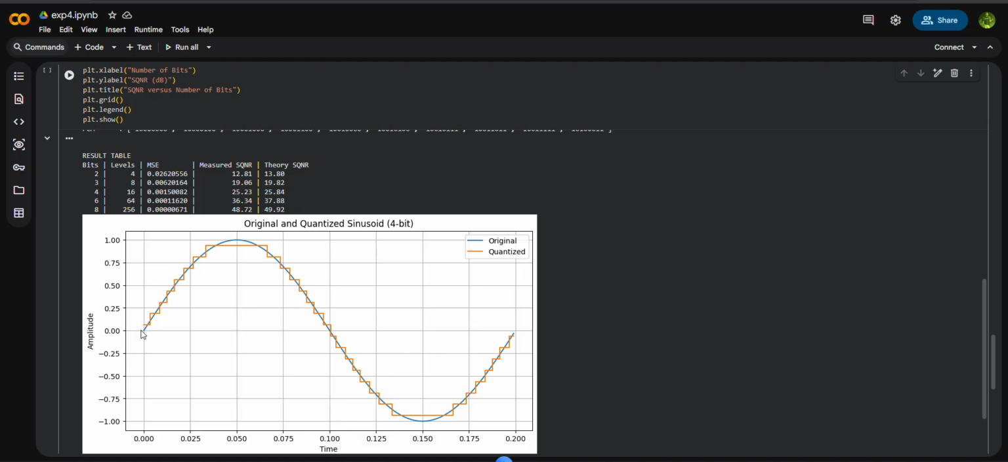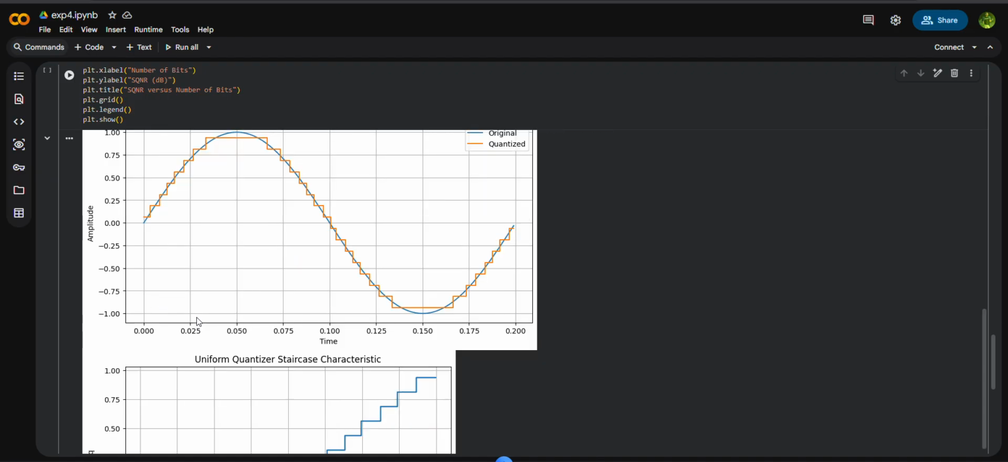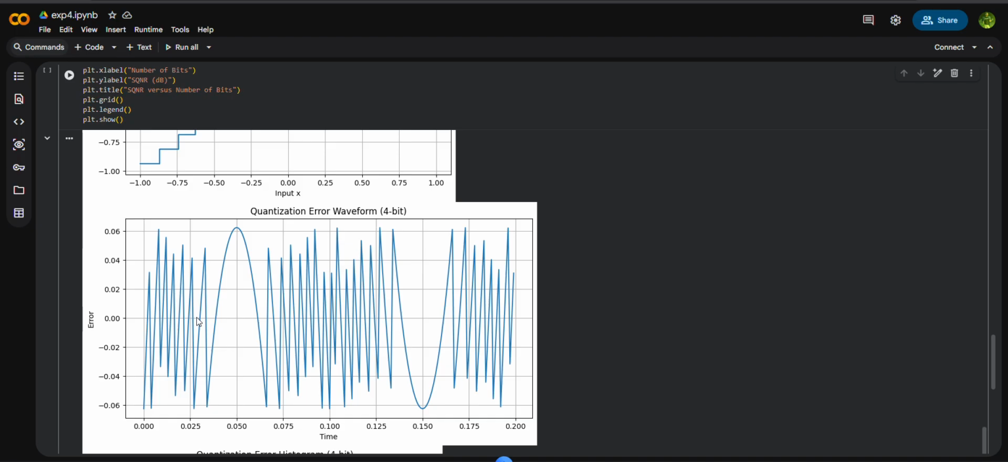When we increase the number of bits, the number of levels increases. As a result, the staircase becomes finer and the quantized signal follows the original sinusoid much more closely. So the physical effect we expect is: more bits, more levels, smaller steps, smaller quantization error. Here you can see the quantization error.